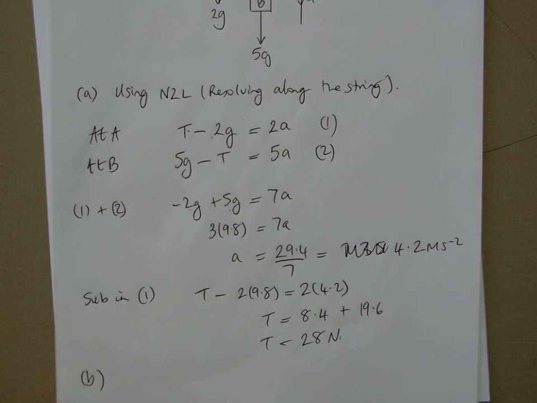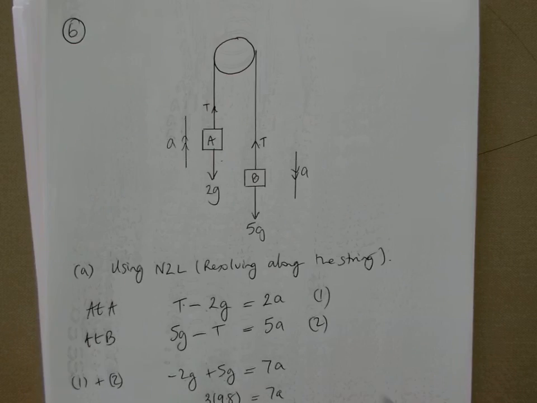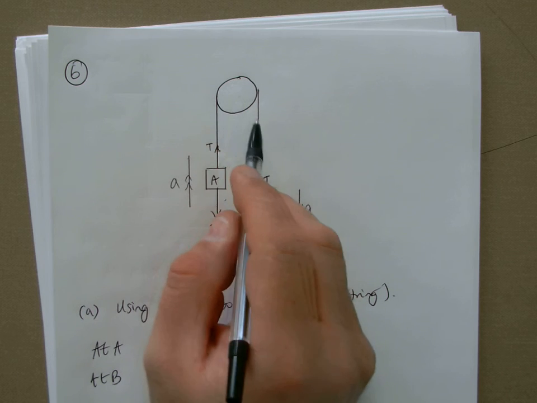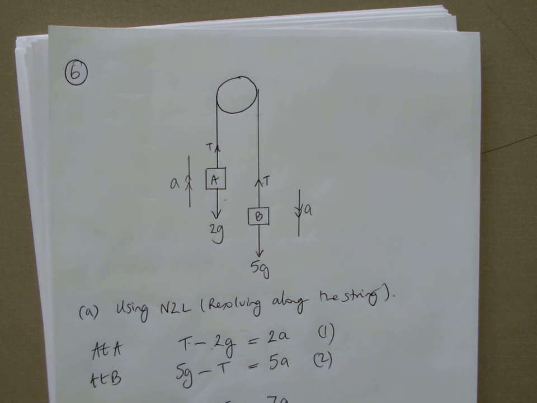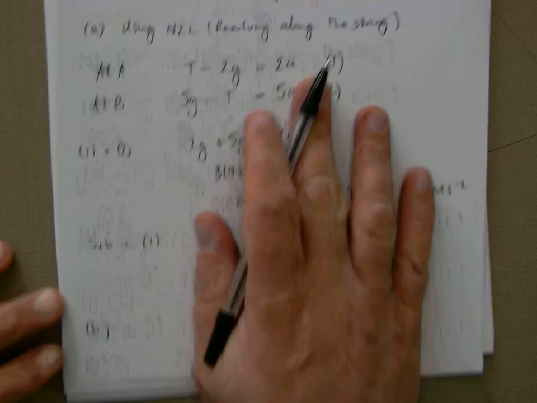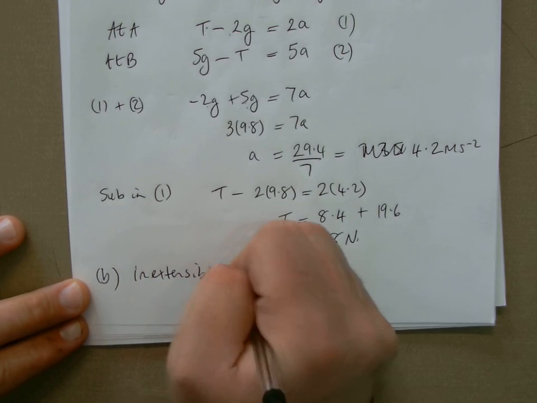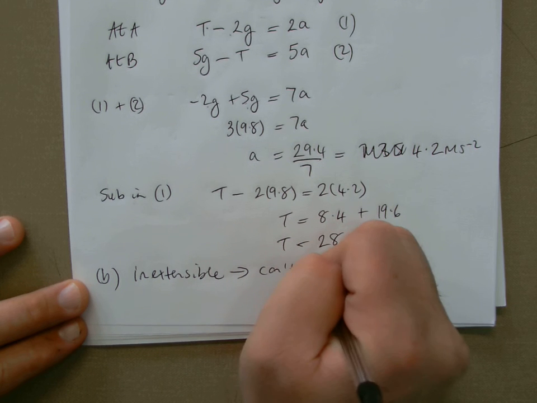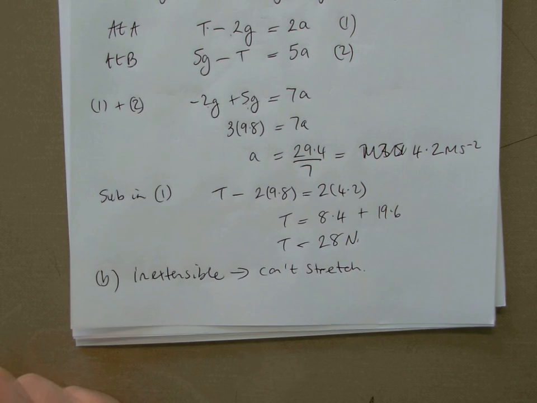In part B, it says, what assumption did the word inextensible, underlined in the first sentence, enable you to make in your solution? If you remember, I said if there's a smooth peg or pulley, the tensions will be the same both sides of the string, but it's got to also be inextensible. Inextensible means it can't stretch. Some strings can stretch. Think about elastic bands. You're going to give that as a string, they stretch.